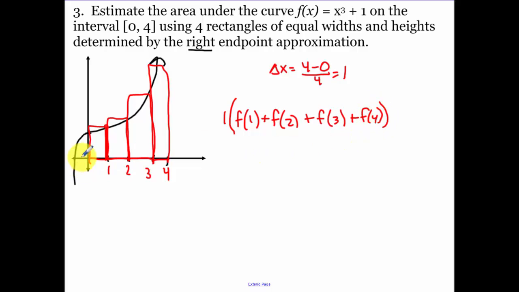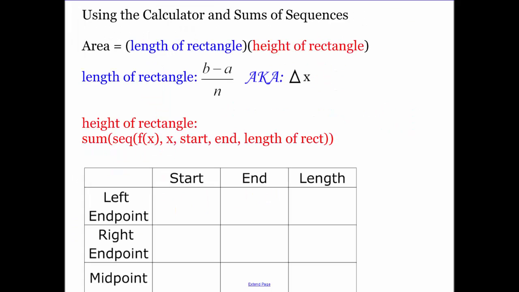So notice how I didn't include 0 because it wasn't the left endpoint, it was right endpoint. So I started over a little bit to get my height. When I add all those together, we get 104. Okay, using a calculator and sum in sequence. Your calculator is going to be super helpful sometimes in helping you guys find these.